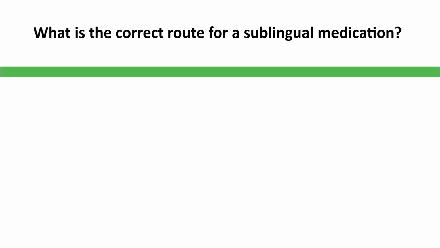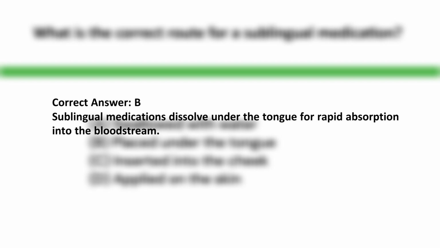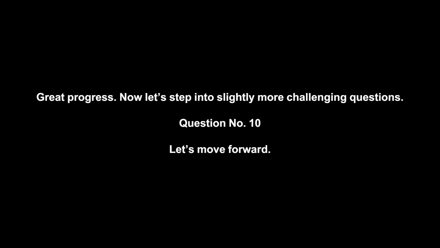Question number 9. Pay close attention to this one. What is the correct route for a sublingual medication? These are the options. A. Swallowed with water. B. Placed under the tongue. C. Inserted into the cheek. D. Applied on the skin. Correct answer, B. Sublingual medications dissolve under the tongue for rapid absorption into the bloodstream. Great progress. Now let's step into slightly more challenging questions.